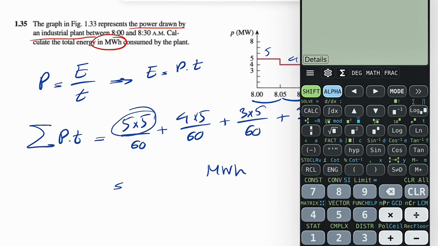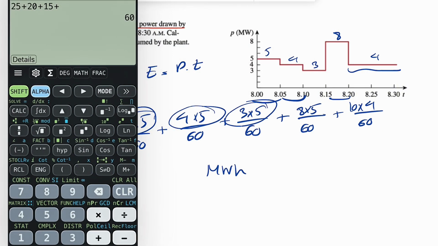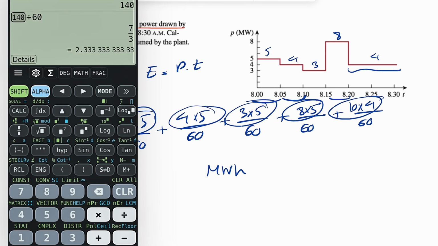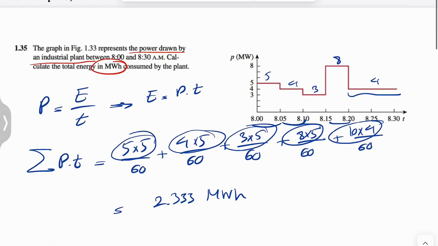All right, so we have 5 times 5, 25, plus 4 times 5, 20, plus 3 times 5, 15, plus 8 times 5, 40, plus 10 times 4, 40 again. We just have to divide this value by 60, which gives us 2.333 repeating. And that's going to be the final answer for this question.